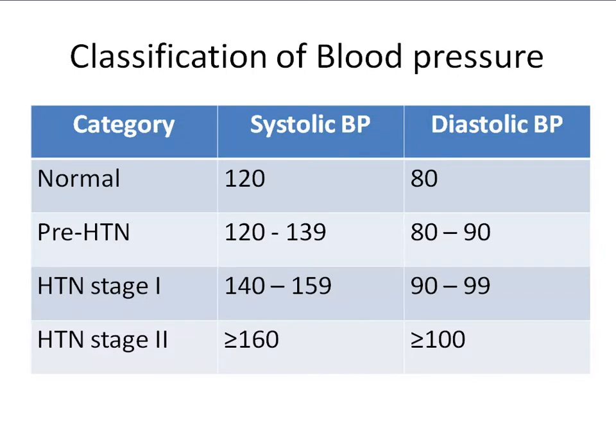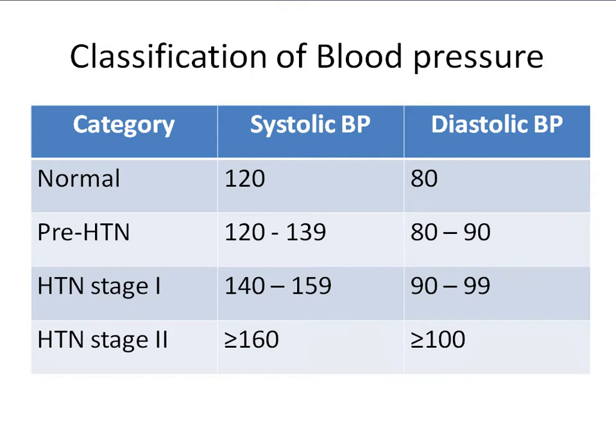Coming to the discussion part, how do you classify blood pressure? Normal blood pressure would be less than 120 by 80. I think you are all aware what systolic and diastolic blood pressure are, because I sometimes see people confused between systolic and diastolic. So normal blood pressure is less than 120 systolic by less than 80 diastolic, in millimeters of mercury.